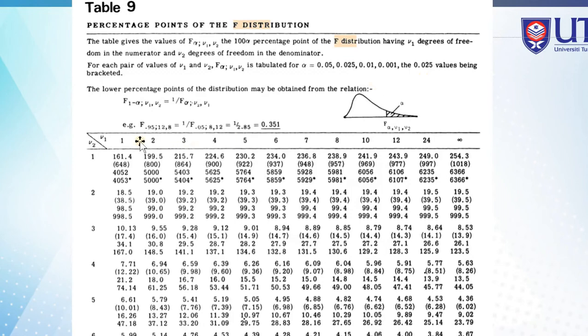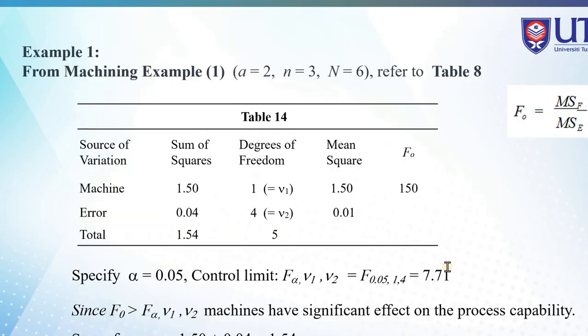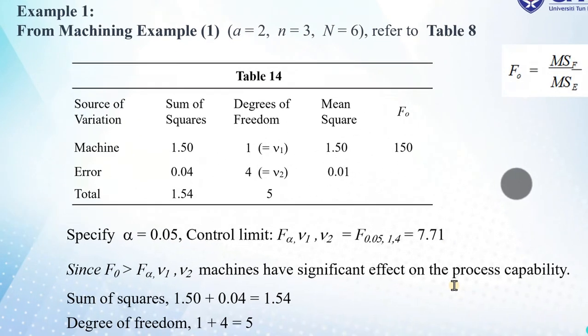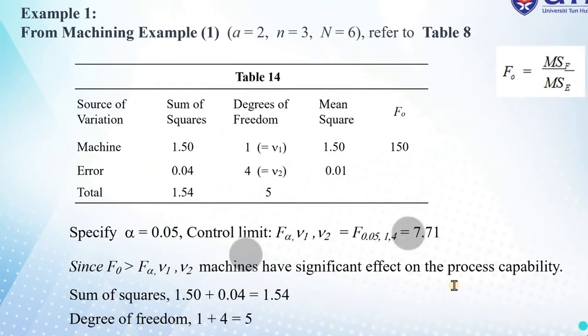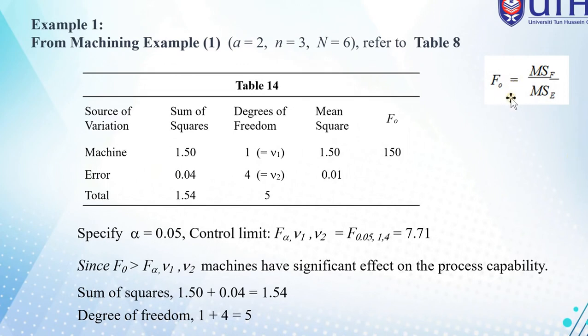Okay, so for example V1, V2, if alpha is 0.05, then for the first value it is 7.71. This is the value here, 7.71, which you can refer to the value table just now. Then we compare the value of the F ratio here with the control limit.